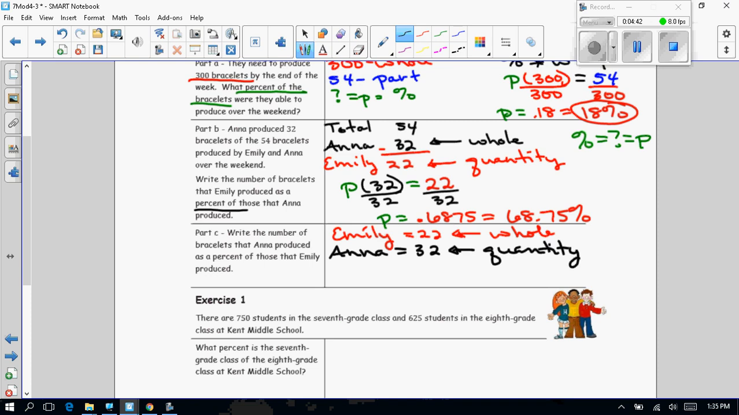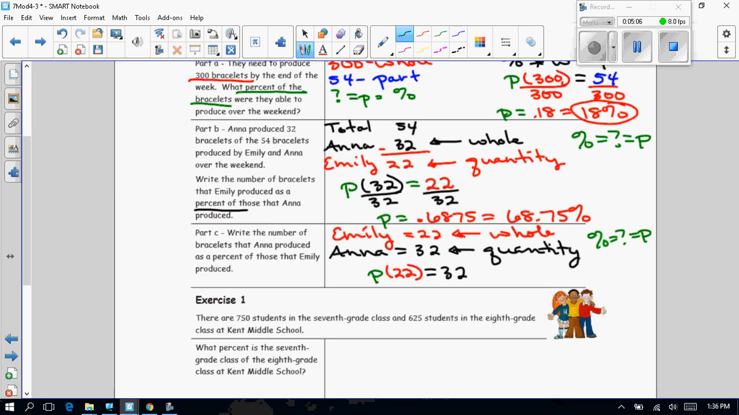And again, I don't know the percent. It's unknown, that's what we're trying to find, so I'm going to label that as P. All right, so again, I'm going to make this look like what we had before, but instead we're going to have it be the percent times what Emily had, which was 22, and that is going to equal Anna's.